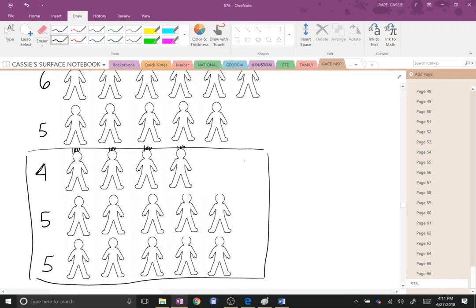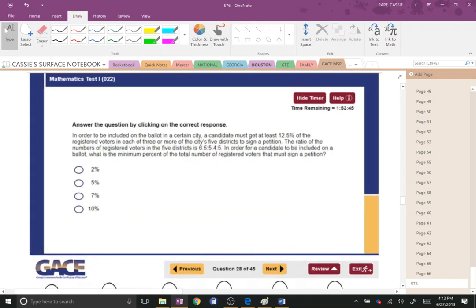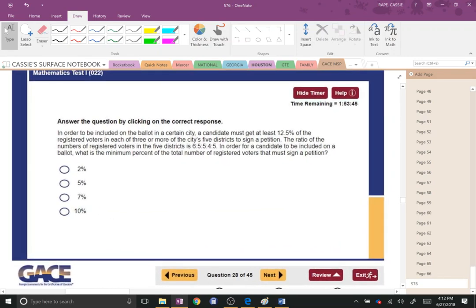So I would need to get 50 people to sign the petition here, 62, and let's just pretend that half a person can sign, and 62.5 people here. All right, that's the minimum number that would, let's see what it was they were trying to do again. They've got to do a petition where 12.5% in 3 or more. Okay, so the question is, in order to be a candidate, what is the minimum percent of the total number of registered voters that have to sign that petition?